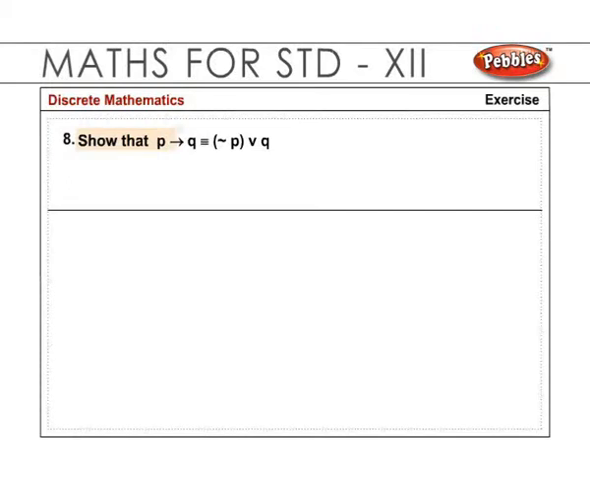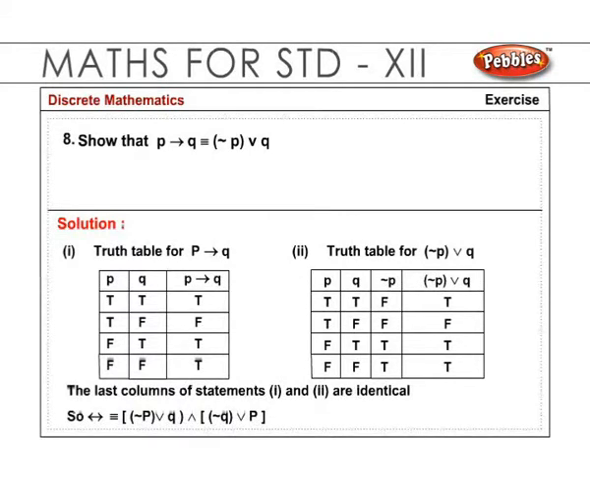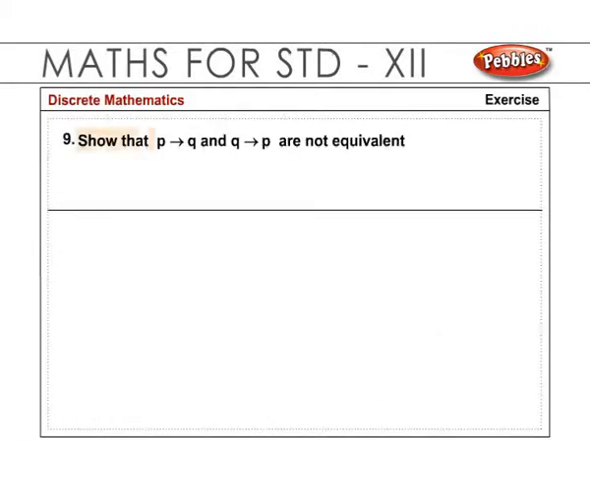Show that P implies Q is equivalent to negation P or Q. Show that P implies Q and Q implies P are not equivalent.